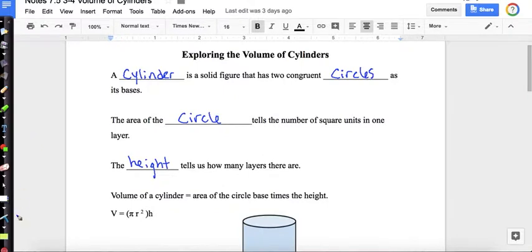Okay, so the volume of a cylinder is the area of the circle base times the height. Just like in volume of a rectangular prism, it was the area of the base, so length times width times the height. Well, now we don't have a length and a width. We have the area of a circle, which is pi r squared times h.